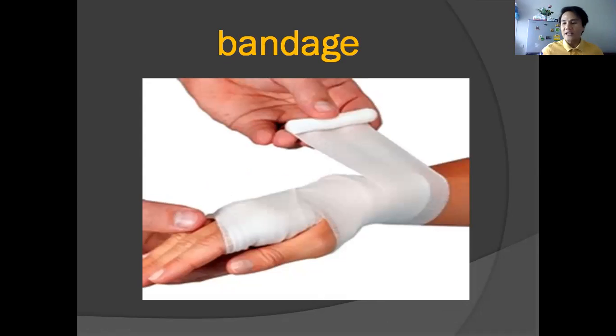Let us spell bandage. Bandage. Repeat, bandage. Now what is bandage? This is bandage. It's like cotton that we wrap around the wound, so that the wound will be safe and closed, and safe from infection. We call it bandage.